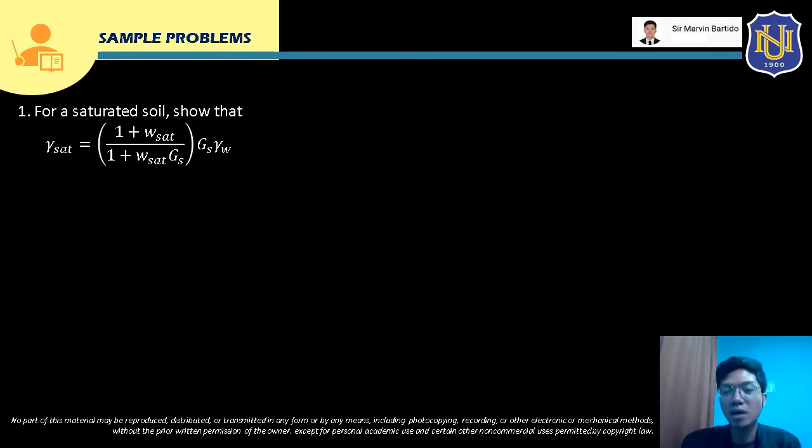For sample problem number 1, for a saturated soil, show that gamma sat equals (1 plus W sub sat) over (1 plus W sub sat times G sub S), times G sub S times gamma water. So in this case, class, this is proving itong relationship na ito. So we are going to prove na yung gamma sat equal talaga siya dito.